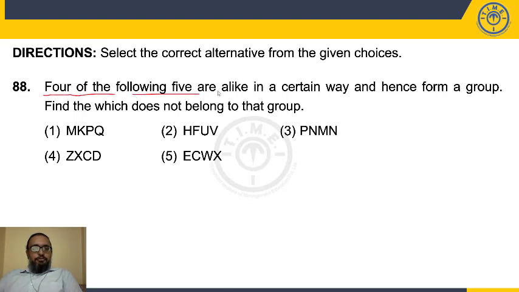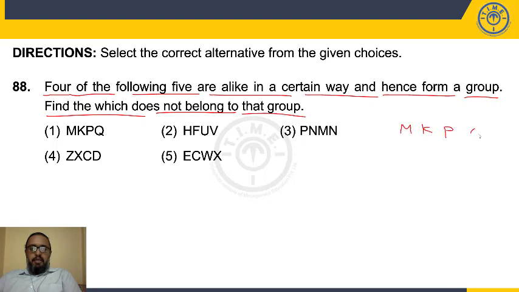Four of the following five are alike in a certain way and hence form a group. Find the one which does not belong to that group. So it's an odd one out question. So let us see. We have M, K, P and Q. So what is the logic? M is 13, K is 11, P is 16, Q is 17. Okay. So 13 minus 2 I am getting, 11 plus 5 I am getting, then 16 minus 1 I am getting. Okay. So let us see if this matches with everything.